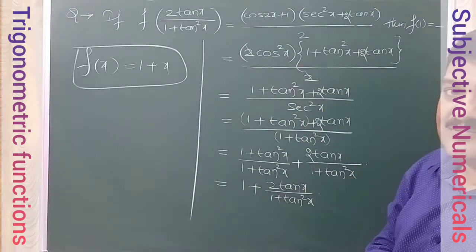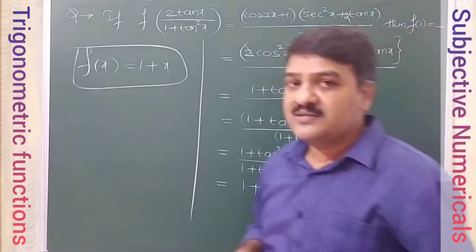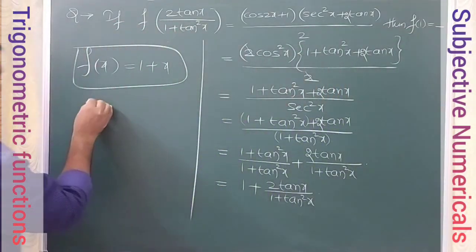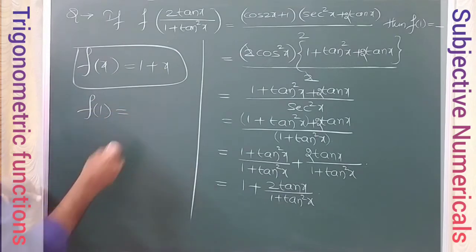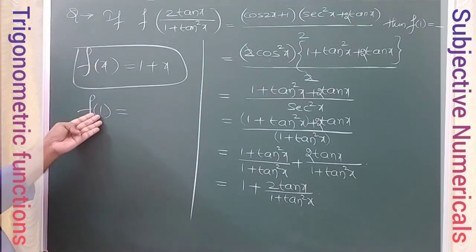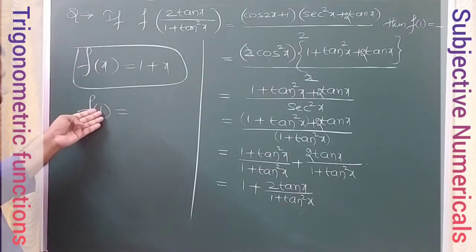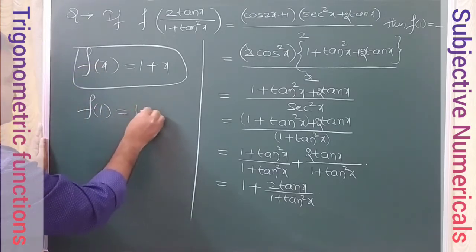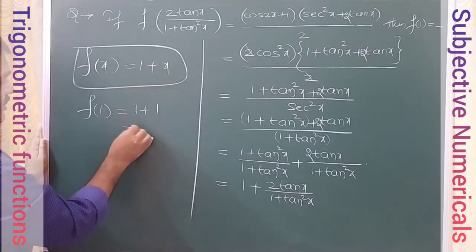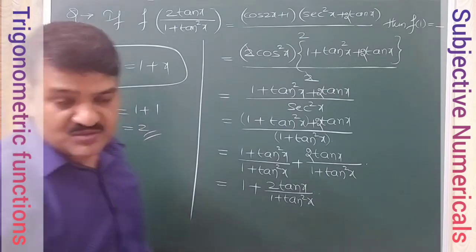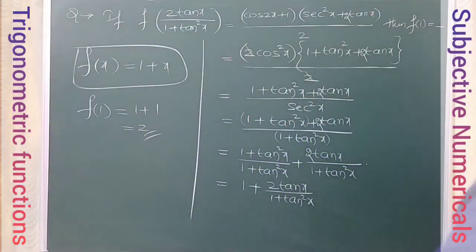That is the function, and f of 1 we require. How to find f of 1? f of 1 means simply replace x with 1. In place of x write 1. So 1 plus 1, 2 is the answer. Finish. So this is the value of f of 1.